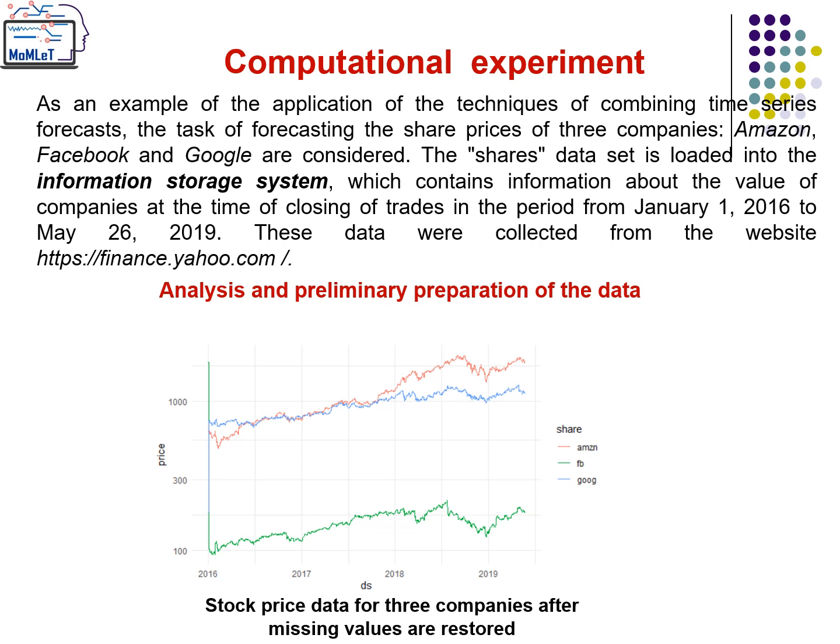As an example of the application of the techniques of combining time series forecasts, the forecast of share prices of three companies, Amazon, Facebook, and Google, is considered. The shares dataset is loaded into the information storage system, which contains information about the value of companies at the time of closing of trades in the period from January 1st, 2016 to May 2019. The data were collected from the website Yahoo Finance. The slide presents the stock price data for three companies after missing values were restored.